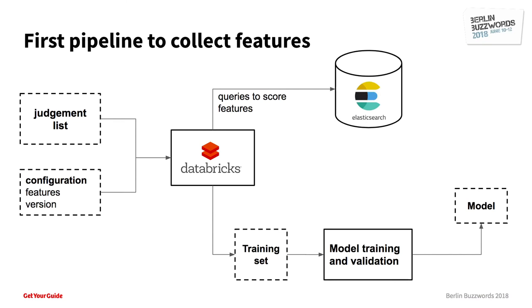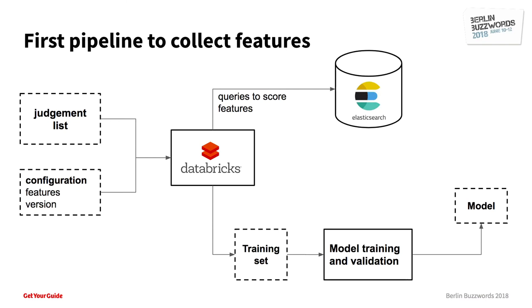Our first pipeline works like this. We receive a judgment list, already populated by the expert. And then we receive a configuration file, where you specify the features and the version of that feature set. You send these things to Databricks. We have a job running on Databricks on top of Spark. And then Databricks sends some queries to score features to Elasticsearch. But one thing here is that in this approach, each feature is a query, basically, that you have to send to Elasticsearch because they are very coupled to the actual user query. So we have many requests happening here.